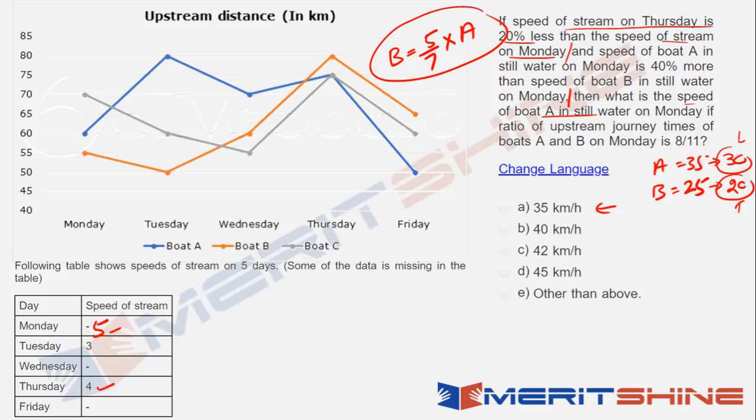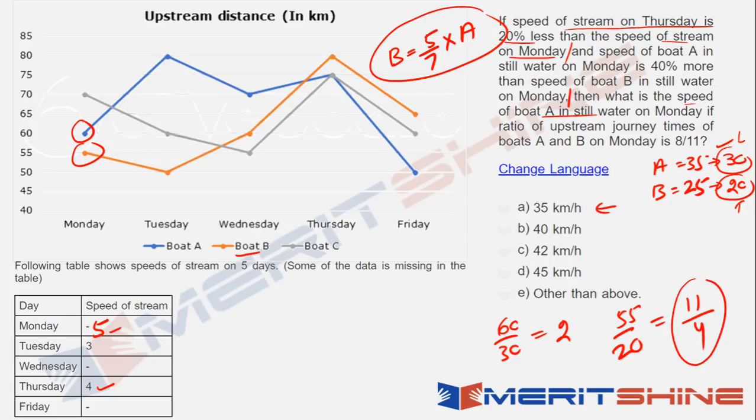What are the distances covered on Monday? If you look at this, it is 60 and 55. So 60 by A at a speed of 30. 60 by 30 is 2 units if you talk about the time here. And for boat B, it's 55 by 20. How much can we reduce this? This is 11 by 4. Fine. So this 11 by 4 is the time taken here, and this is 2 units of time taken here.